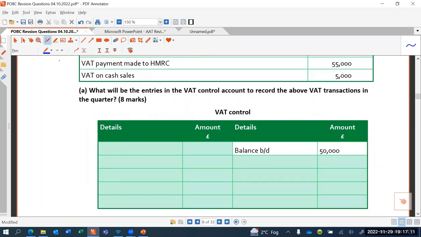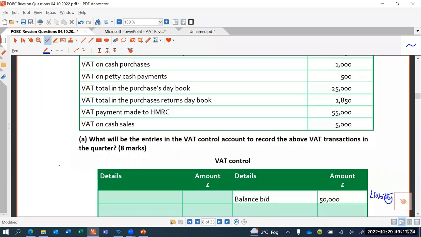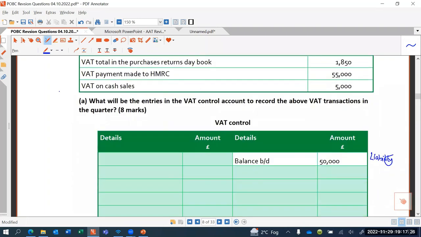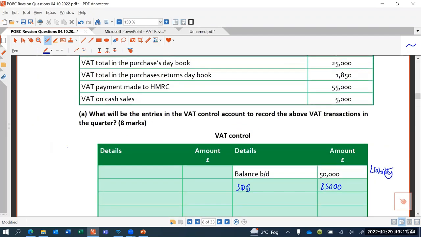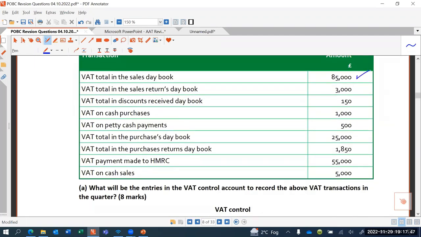And looking at my VAT control, I'm actually starting off here with a liability. It's on the credit side. So it means that we owe money to revenue and customs right from day one. But then we've made these sales. So I've got my sales day book, £85,000. Suggesting I owe even more VAT. I've made a sale. The customer's given me the money, not my money to keep. I owe it to revenue and customs. So we can give that one a little tick once we've got it into our control.